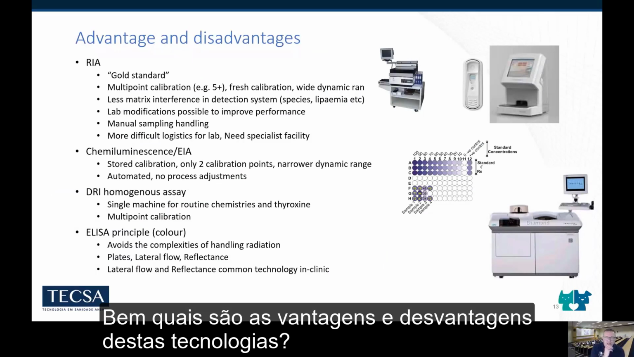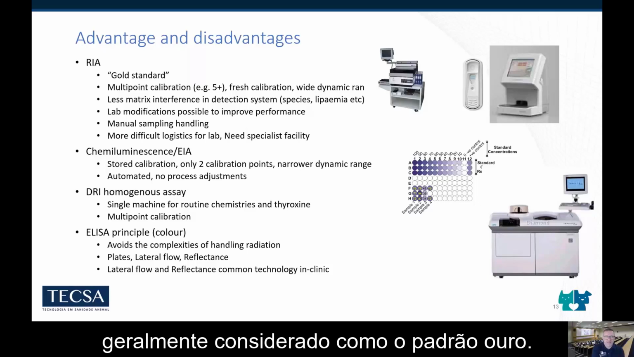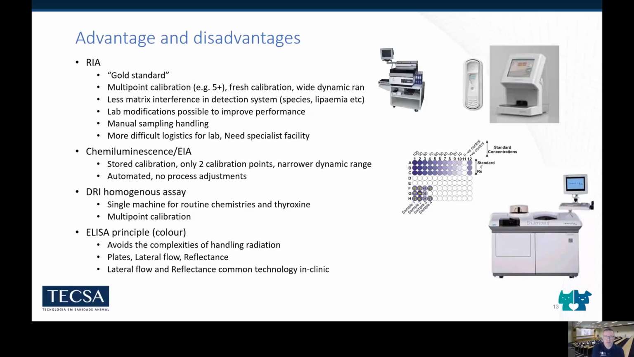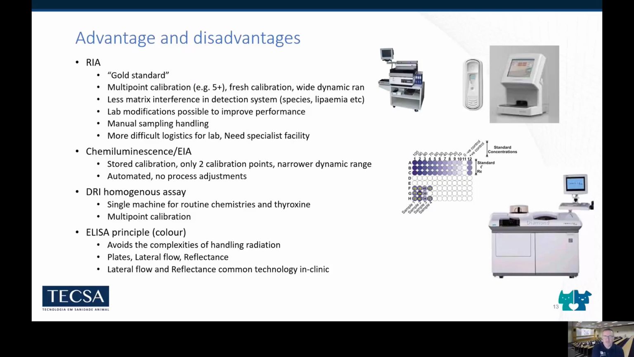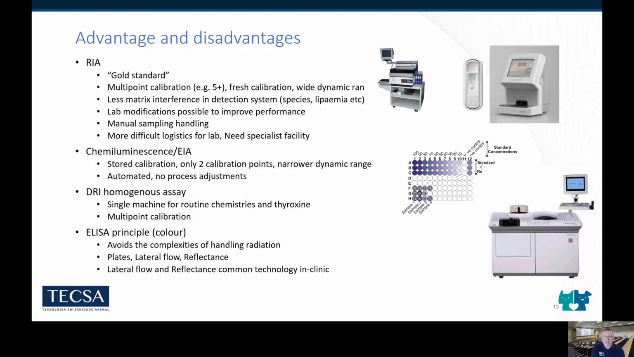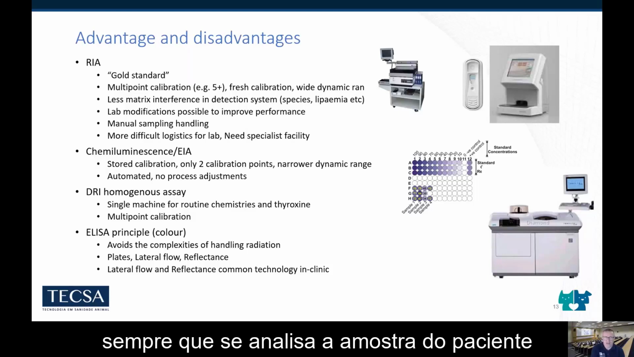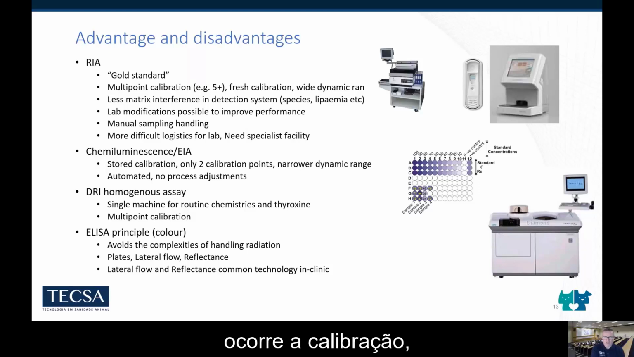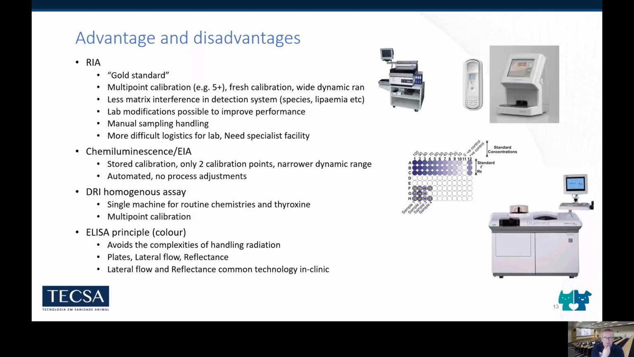So what are some of the advantages and disadvantages to these technologies? Well, radioimmunoassay is still generally reported and considered to be the gold standard methodology. I've already touched on the fact that one of its advantages is it generally has a multi-point calibration, usually 4 or 5 points at the very least, and radioimmunoassays are generally recalibrated with every patient run. So every time a patient sample is run, there are calibrators run at the same time. It has a wide dynamic range, that is, generally it can measure from very low concentrations to very high concentrations with the same assay setup.